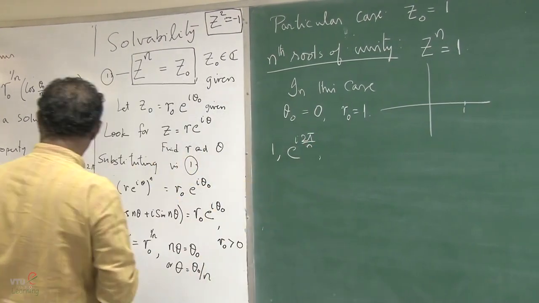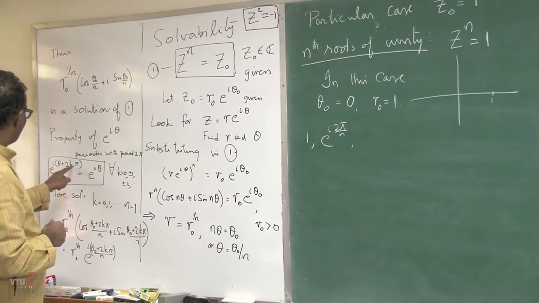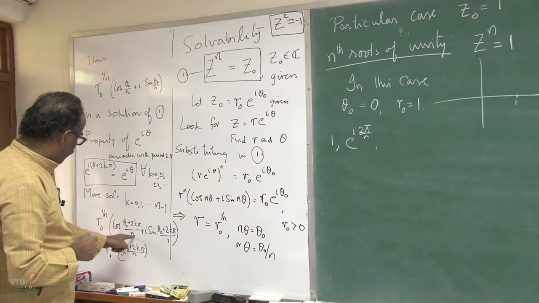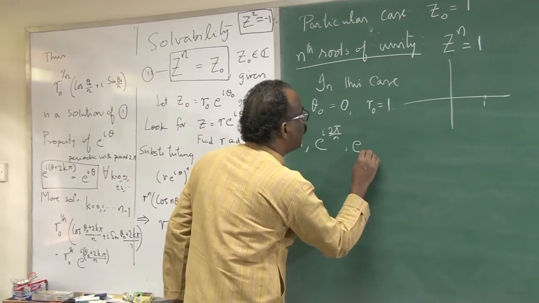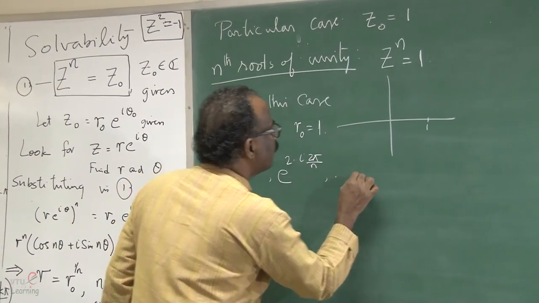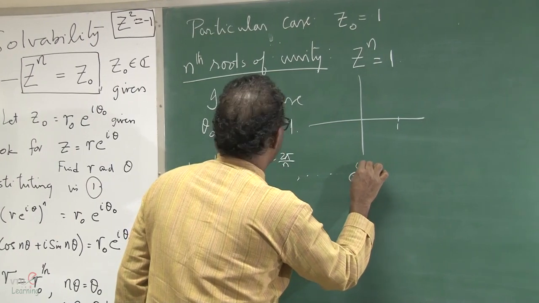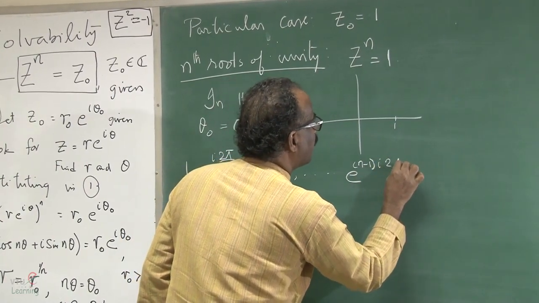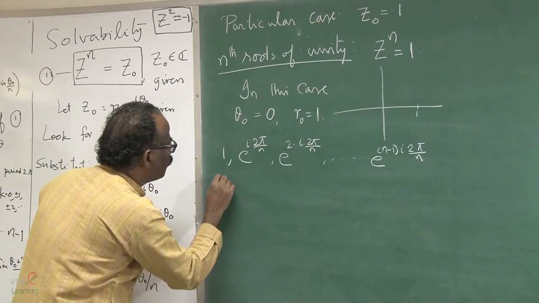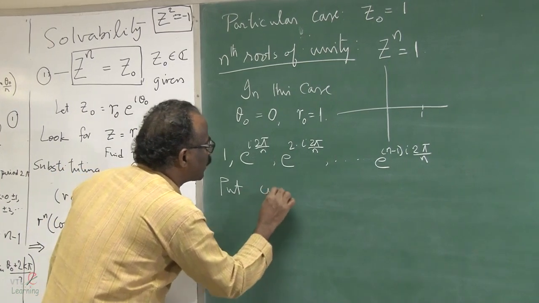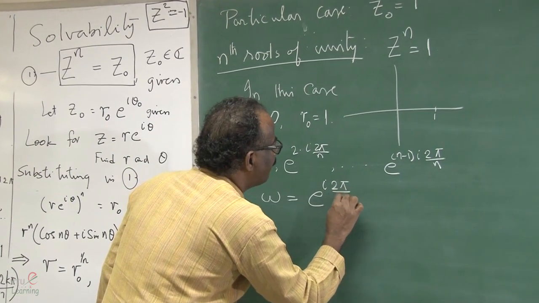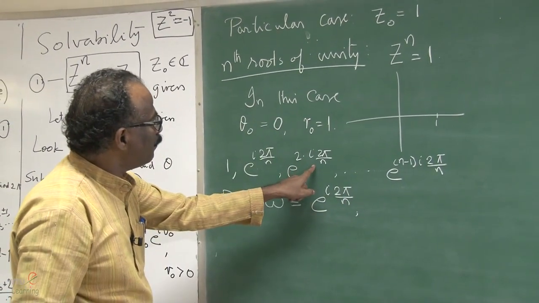The next solution is theta equal to 0 when n equal to 1. So you will get theta equal to 2 pi by n, and then e power i 2 into 2 pi by n, like that. You get n roots, up to e power i (n minus 1) 2 pi by n. There is a very special notation: omega equal to e power i 2 pi by n. If I put this, the next root is nothing but omega square.